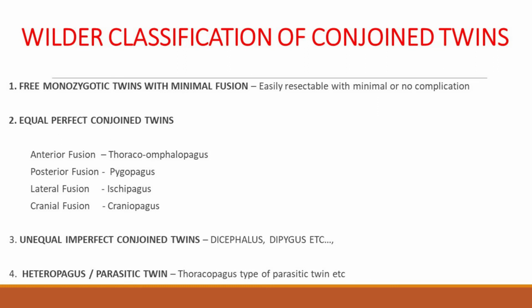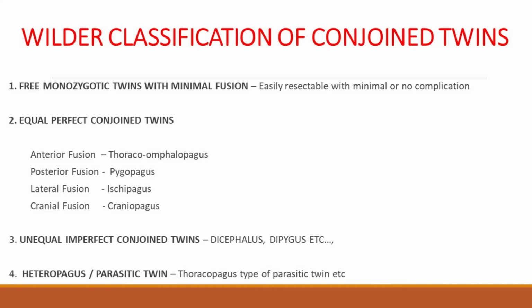The second one is the posterior fusion, which comes to 18 to 25% of the conjoined twins. The most common portion is called as pygopagus, which is joined at the buttocks. Third one, the lateral fusion, which comes to 6 to 10%. The most common portion is called as ischiopagus, which is joined at the ischium. The fourth one is the cranial or facial fusion, which is called as craniopagus or cephalopagus, which comes to 3 to 5% of incidence. We talked about the free monozygotic twins with minimal fusion.